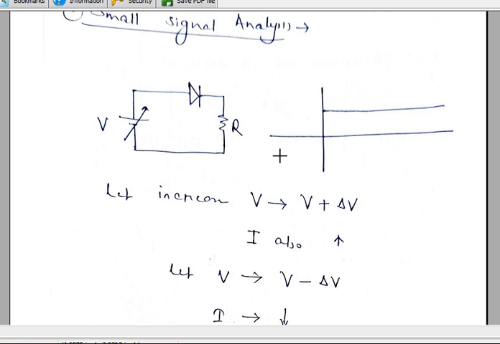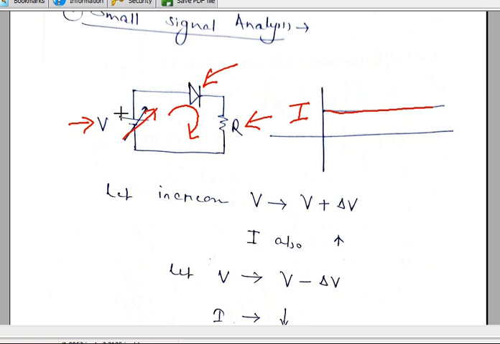Before moving to the small signal analysis model, let's do one exercise. There is one DC voltage source and there is one diode. I am talking about an ideal diode, and there is one resistance. Now obviously the diode is forward biased, so some current is going to flow. Let that current be this value, let's call it I only. Now let's increase I.